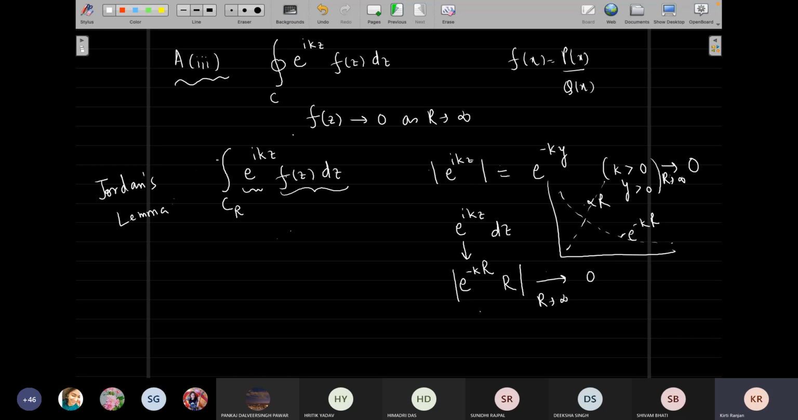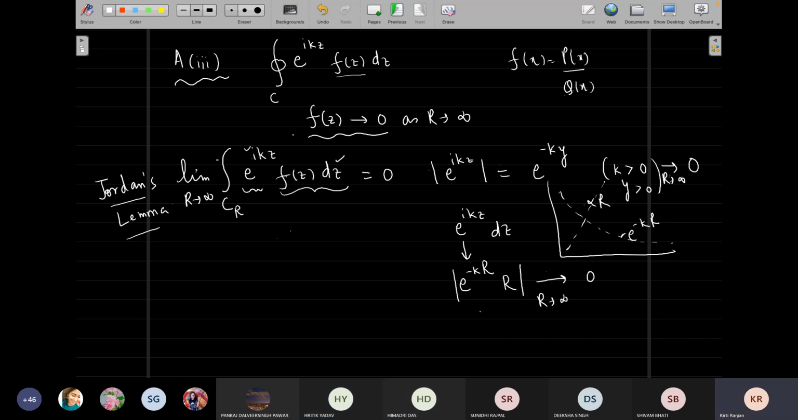If that happens, then Jordan's lemma basically tells us that the limit as r tends to infinity of the integral of e^{ikz} f(z) dz over C_R goes to 0. So the condition is now relaxed to f(z) goes to 0. All I need to check is whether this f(z) goes to 0 or not. So if it is of the form, let's say p(x) over q(x), then what kind of degree are you now thinking about? Earlier we were saying that q(x) should have 2 degrees more. Now, in view of this Jordan's lemma, just 1 degree more will work. 1 degree more would be enough.